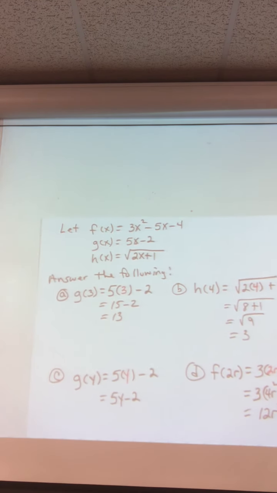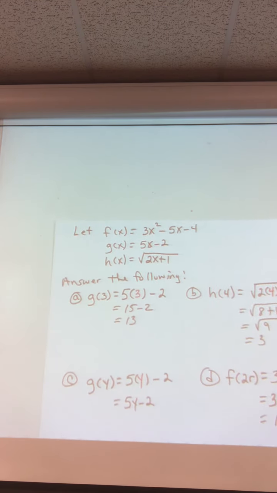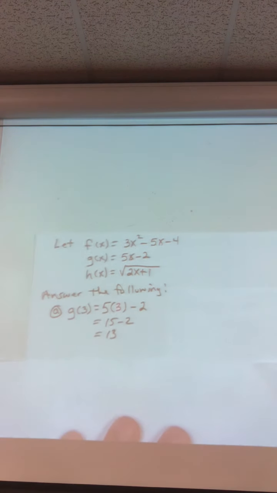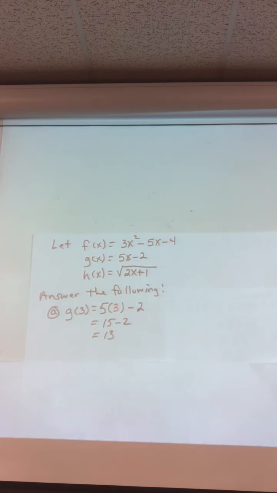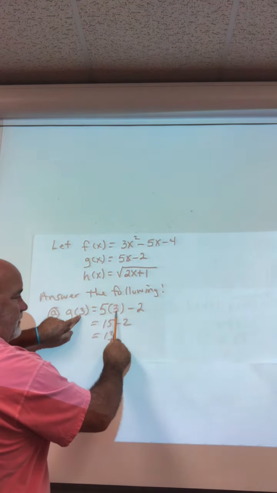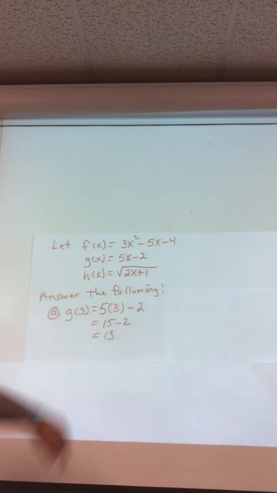Now, these first four are just warm-up problems. So, let me just cover up these right quick. All right, so we're going to do this problem first. We've already done a few like this, so I'm not going to labor here long. G of 3 means go to the G function, which is right here, and put 3 right there. So it's 5 times 3 minus 2, which is 13, when you do the math there.